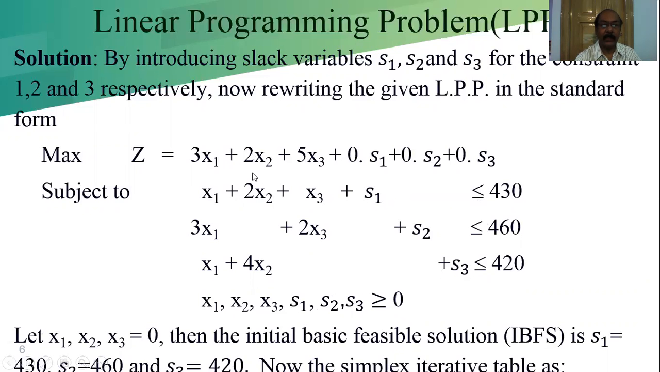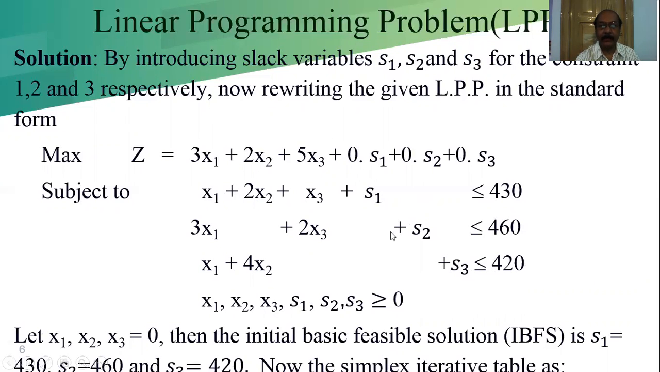In this case we consider x1, x2, x3 equal to 0. When x1, x2, x3 are equal to 0, these are the non-basic variables, and for the basic variables we get s1 = 430, s2 = 460, and s3 = 420. That is known as the initial basic feasible solution. That means the initial basic feasible solution is s1 = 430, s2 = 460, and s3 = 420.